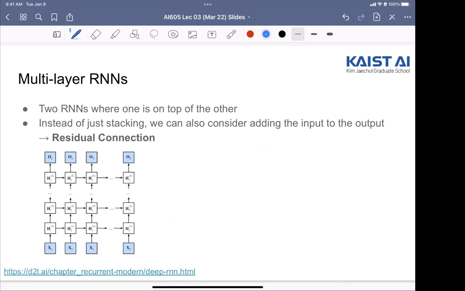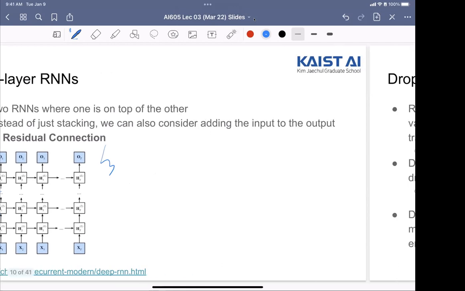So, okay, but it's not working. Okay, good. So when I say residual connection, for instance, this gets added to here, this gets added to here, and this gets added to here. Yeah, it's a very simple thing. We're going to also cover this in the lab session.